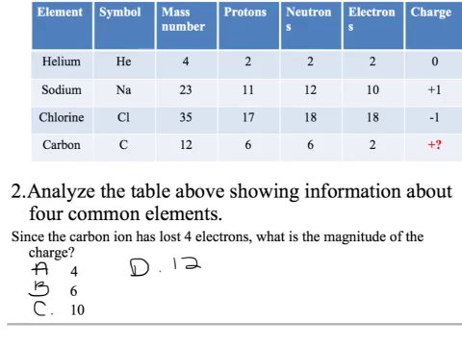Analyze the table above showing information about the 4 common elements. Since the carbon has lost 4 electrons, what is the magnitude? So what does the magnitude mean? It means the size of its charge. Well, if it's lost 4 electrons, it's now no longer neutral, and it has 4 more protons than electrons, so its charge is plus 4. Okay.